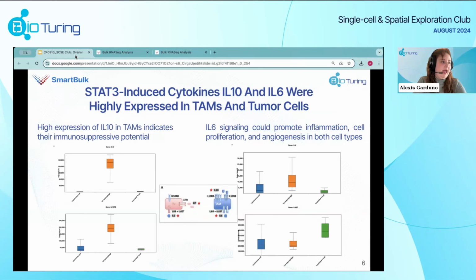Also another result that we can see from the ANOVA is the high expression of IL-10 in the tumor-associated macrophages, which does indicate their immunosuppressive potential. So what does this mean?